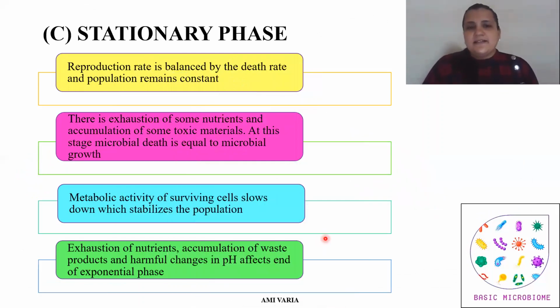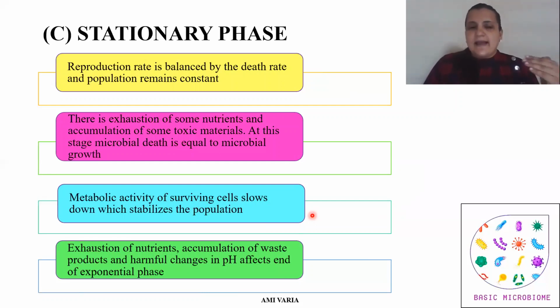Third phase is the stationary phase. After the end of the log phase in the same medium, there is depletion of the nutrients and the availability of respiratory oxygen becomes lower. In this phase, the increase in cell number because of cell division becomes lower compared to the log phase. The metabolic activity of surviving cells slows down, which stabilizes the population.